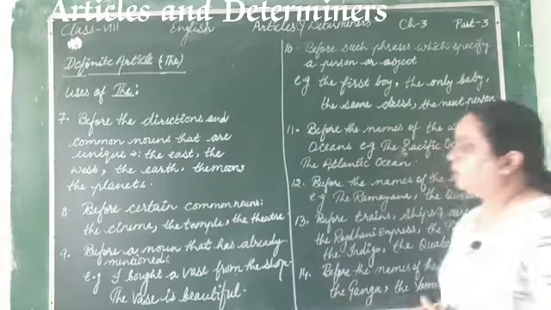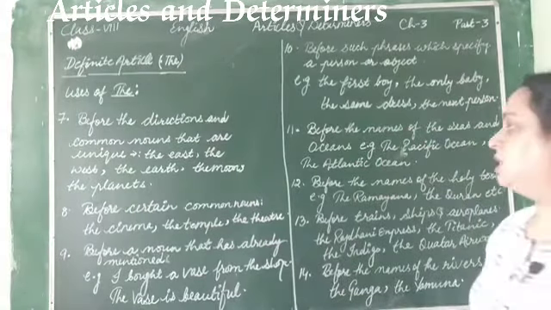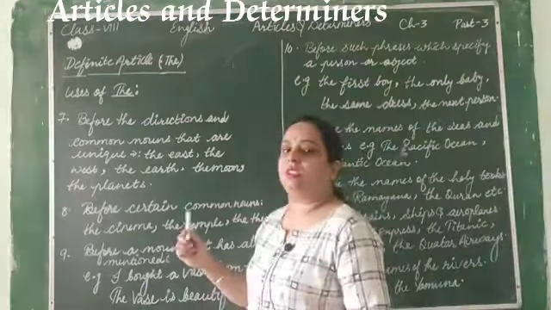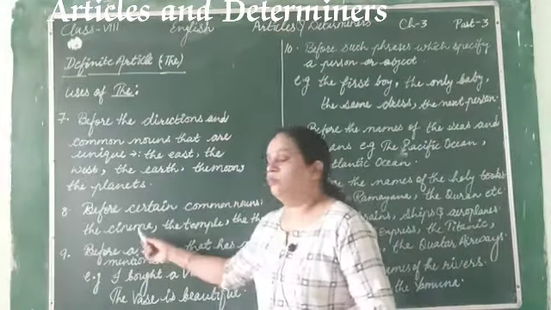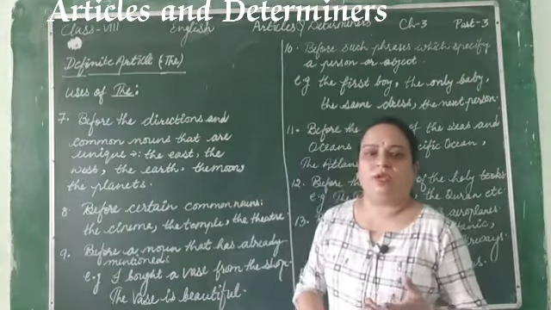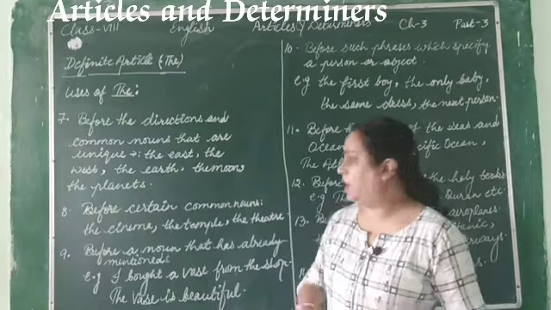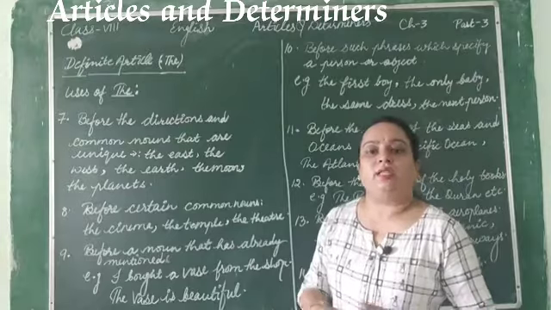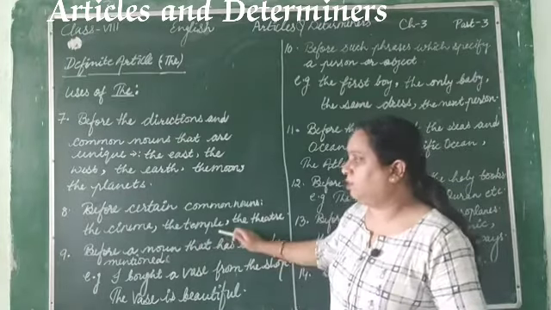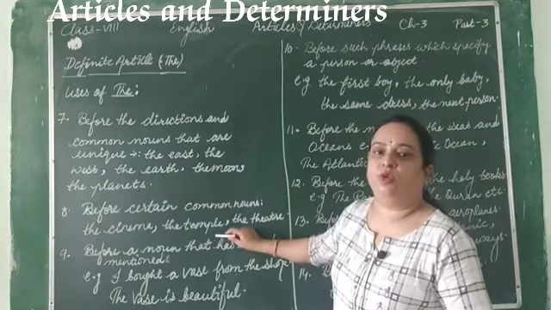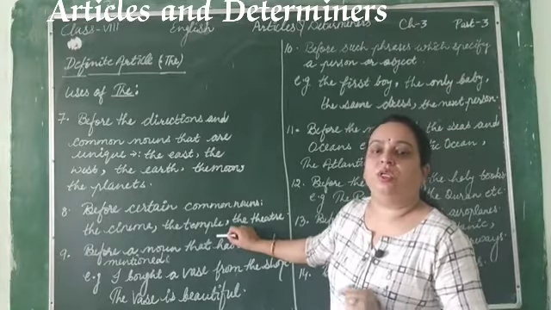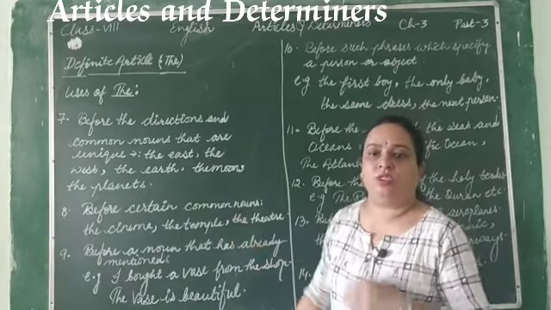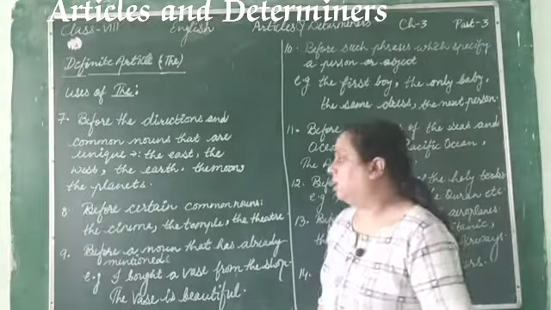Next, rule number 8 says before certain common nouns. Before certain common nouns. For example, the cinema, wherever we are using these words, cinema, theatre, temple, the Gurdwara, like this we have to do. Before these names we have to attach the. So these common nouns you have to remember.